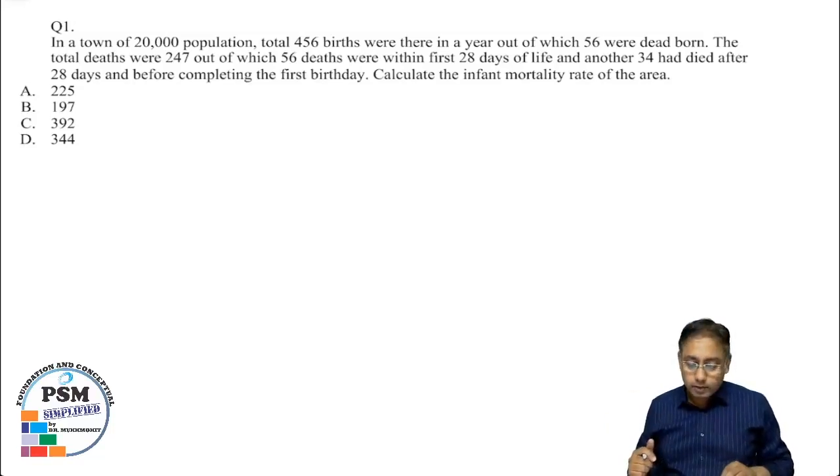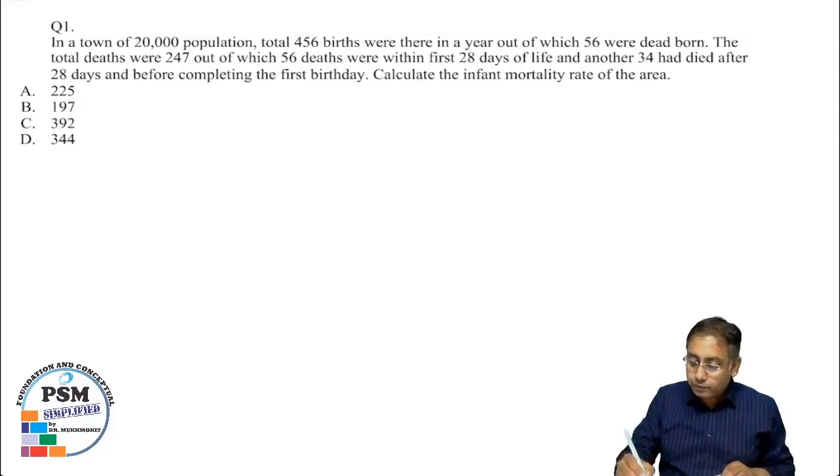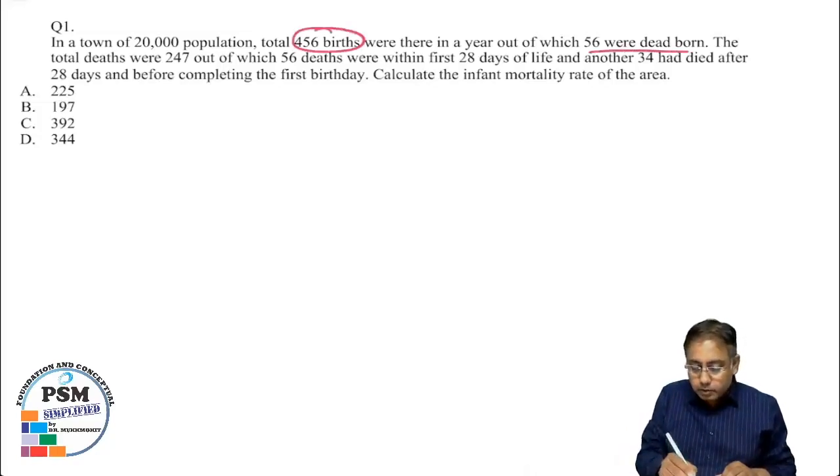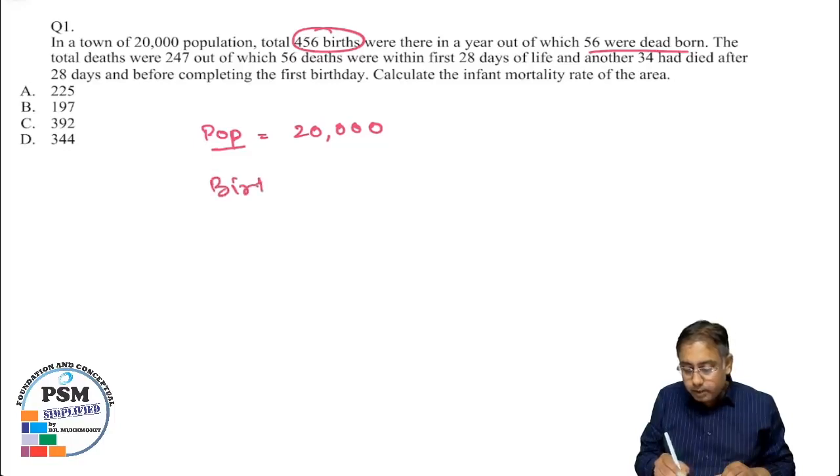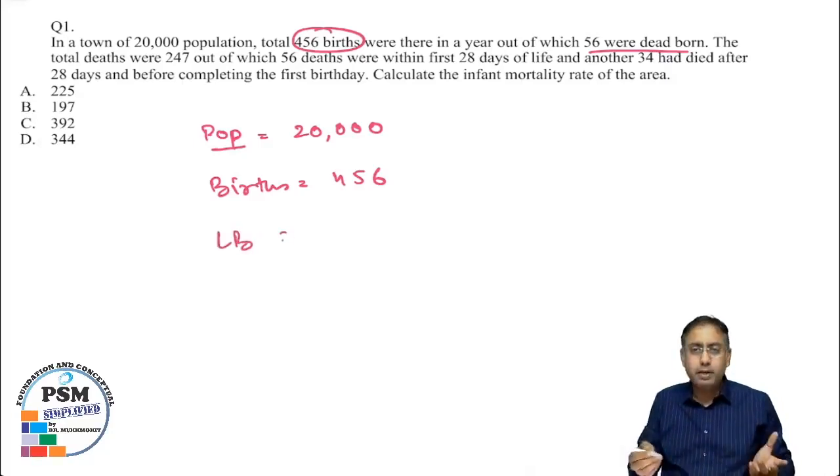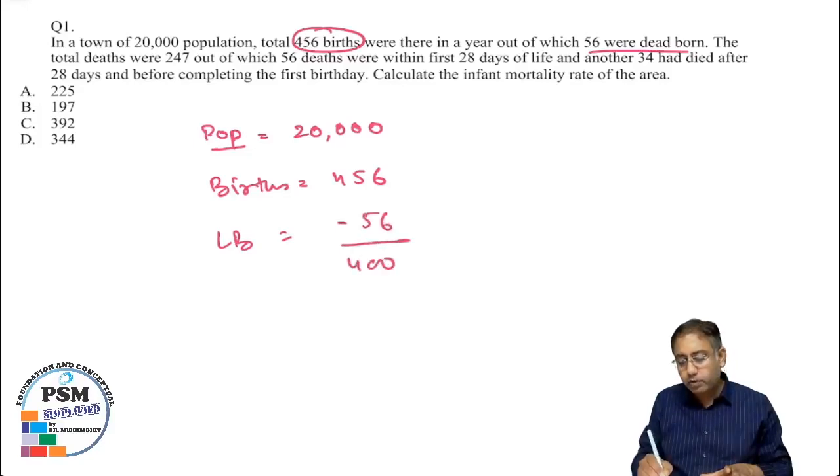In a town of 20,000 population, total 456 births were there in a year, out of which 56 were born dead. So you can see that 56 were born dead out of 456 births. The total population the question is giving me is 20,000. The number of births is 456, out of which 56 were born dead. So how many were the live births? Live births will be equal to 456 minus 56, so that is 400 live births.